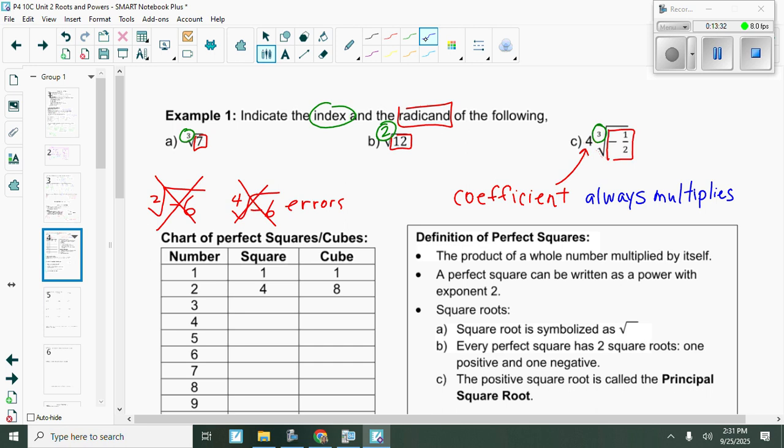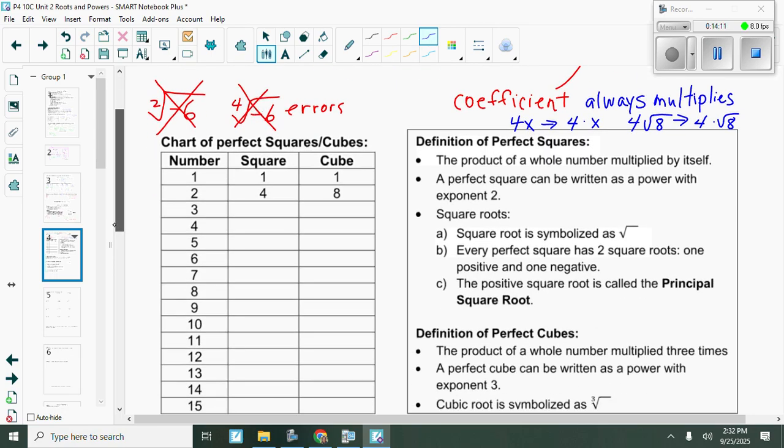So even though they don't write it, there's an invisible multiplication sign between the 4 and this radical. Just like when we had 4x, and that meant 4 times x. Same with this. If we had 4 times the root of 8, this means 4 times whatever that number is. So there's a little invisible multiplication sign between the coefficient and the rest of the radical.